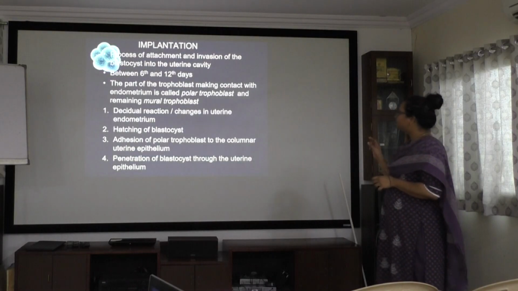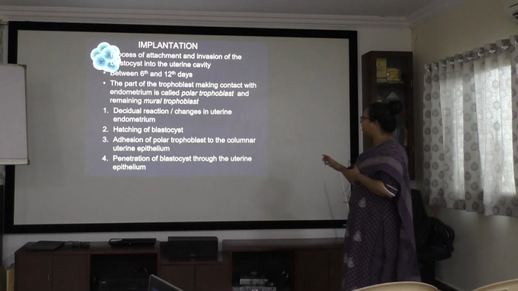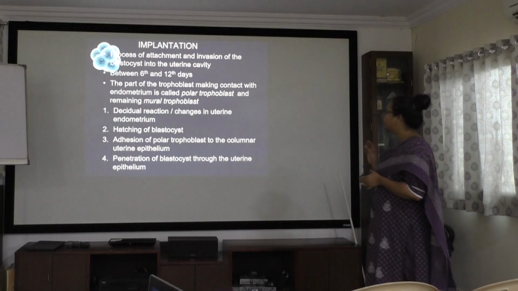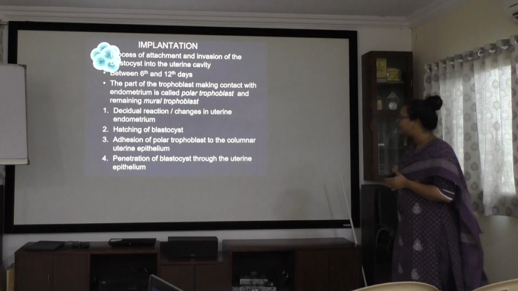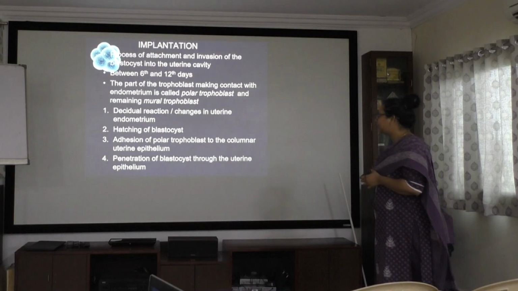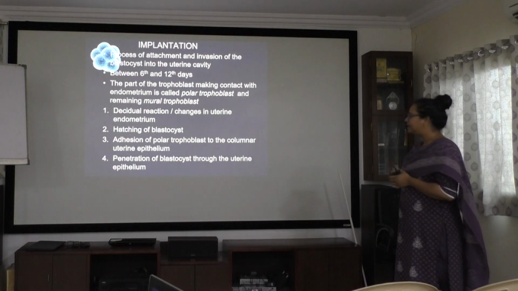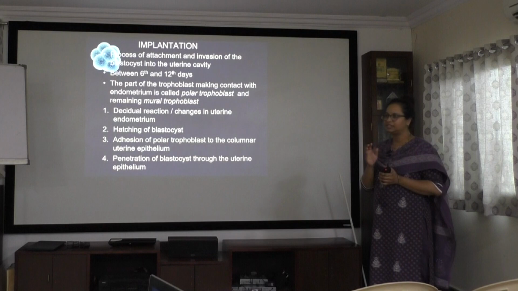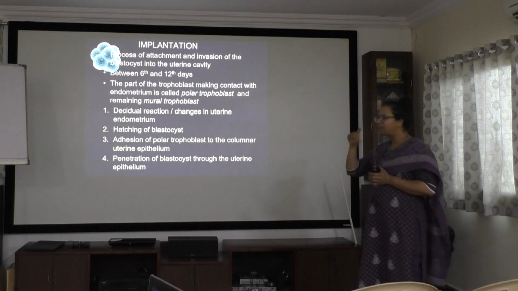Implantation is the process of attachment and invasion of the blastocyst into the uterine endometrium between the 6th and 12th days. The part of the trophoblast making contact with the endometrium is called the polar trophoblast, and the remaining is called the mural trophoblast. Decidual reaction takes place, with changes in the uterine endometrium.